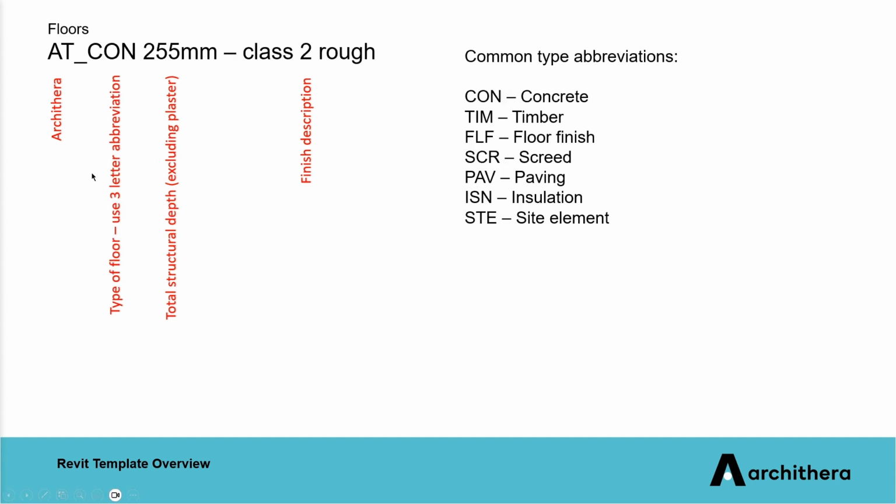And then for your floors, the same protocol, so Archithera, so you know it's one of our floors that we've created. The type of floors, also some common types: your concrete, timber, floor finish, screed, paving, insulation, site elements, and then the total structure depth, so the 250 millimeters, and then the finish, so the class 2 rough.